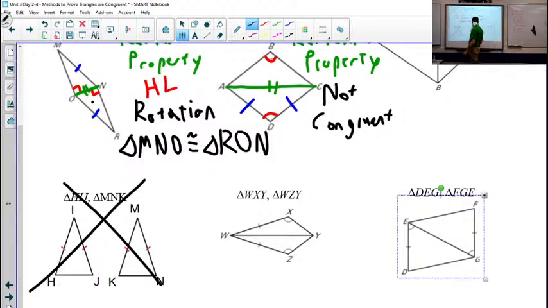But going back to this one, our reflexive property this time is E to G. It's the shared side in those two. Not every problem is going to have reflexive property. It just happens that the ones we're looking at right now do.